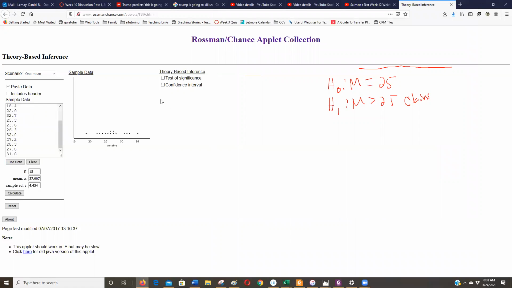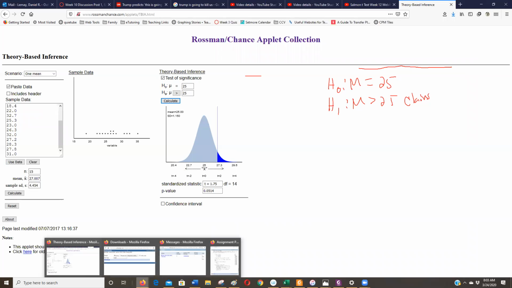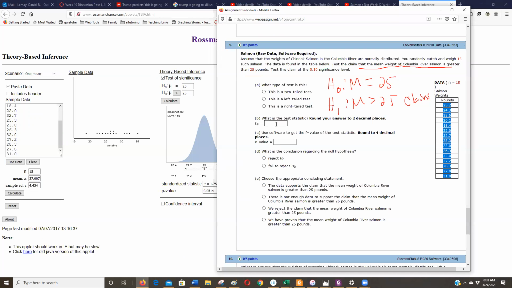I'm going to come back to my Rossman Chance applet. I've got my H0 and H1 here because that's going to help us do a test of significance. I'm saying 25 is equal to, and then I'm going to change this so it's greater than. I'm going to calculate it, and here's my nice graph. Here's my test statistic, so that's what I'll type in. What did I say? 1.75. Hopefully that's enough decimal places. My p-value is the p-value that got reported.